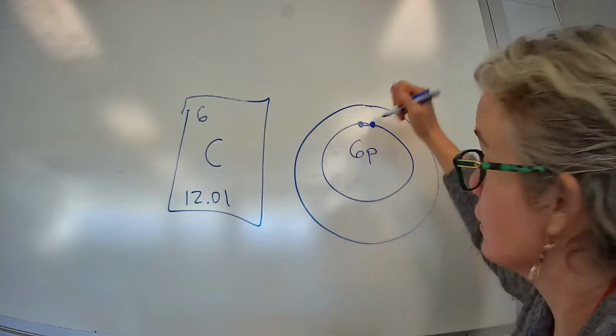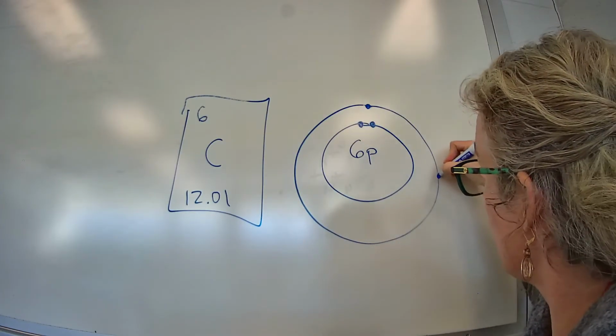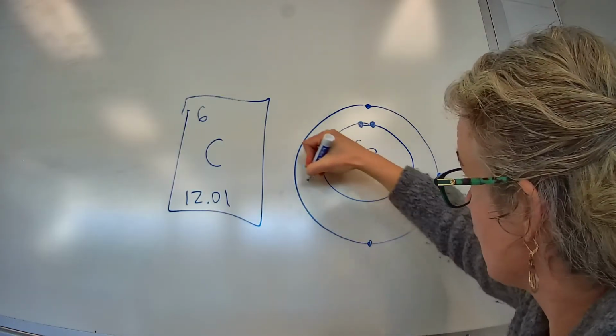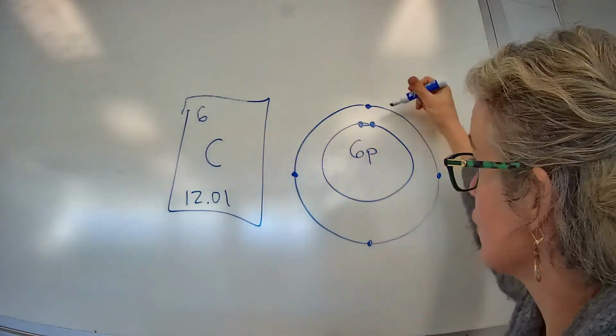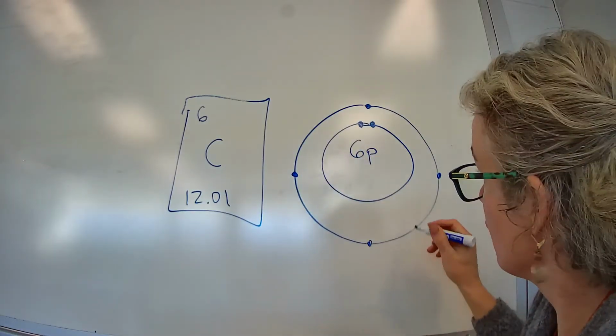Then we draw another energy level, and we know that this energy level will hold up to 8. We don't need that many. We only have 6 electrons total. 1, 2, 3, 4, 5, 6.